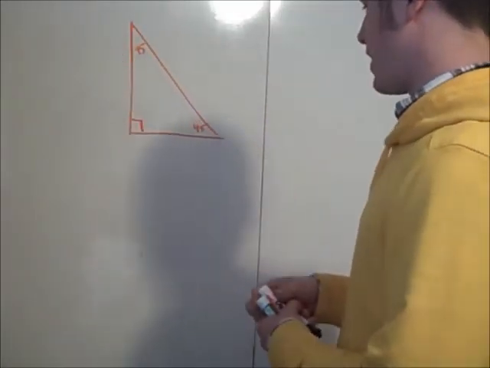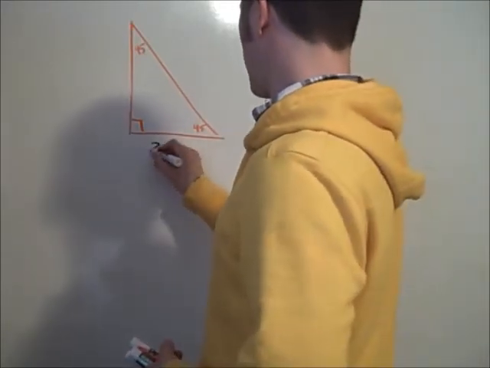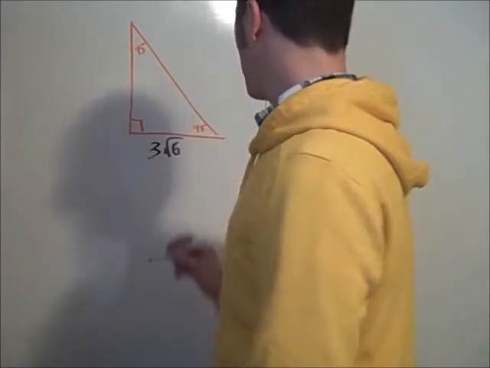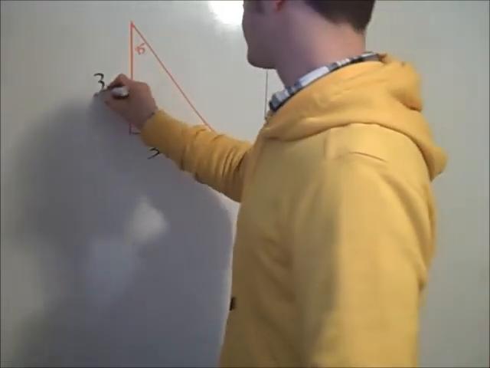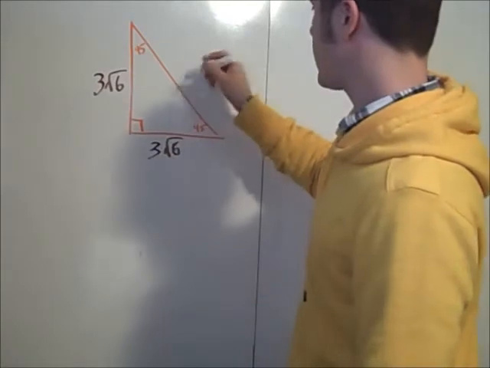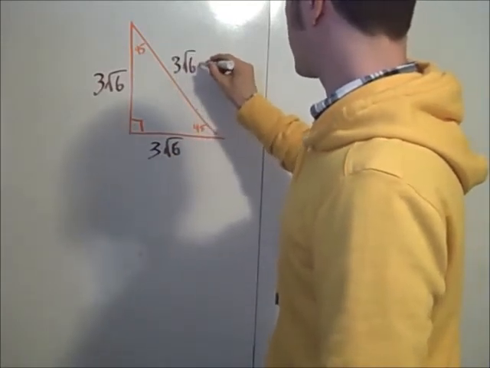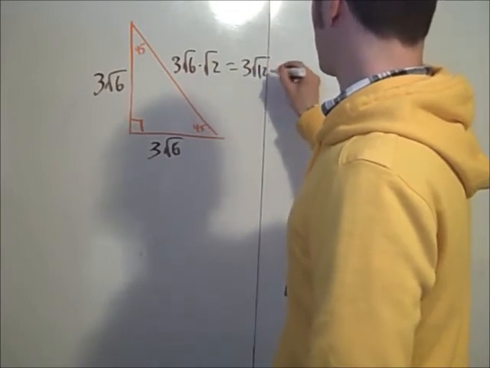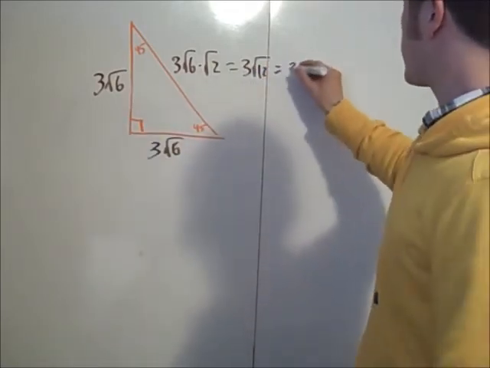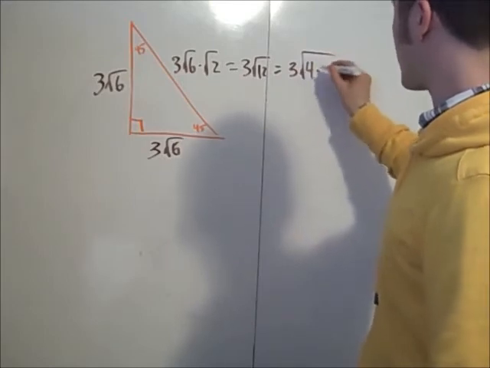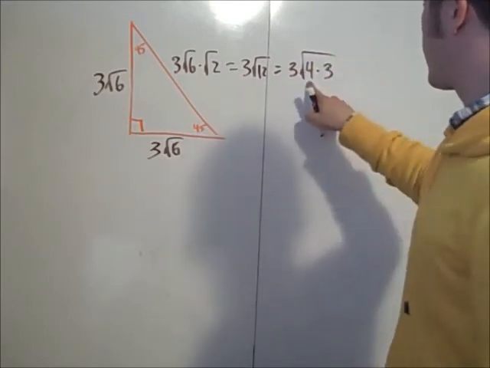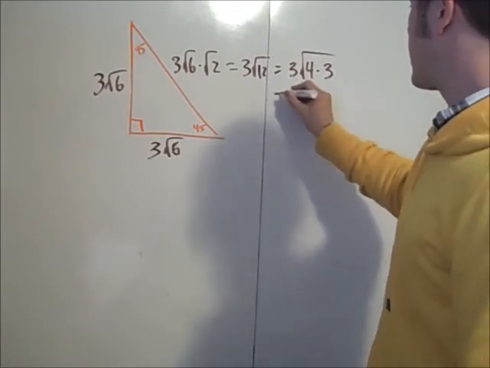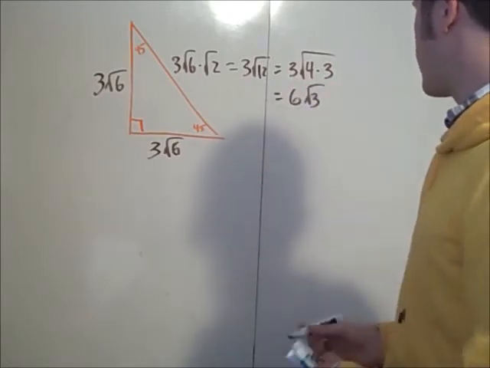What if a leg has a length like 3 root 6, for instance? Well, then this is also 3 root 6 because it's isosceles, and then this one here is 3 root 6 times root 2, right? Which is exactly 3 root 12. But we know that this is 3 root of 4 times 3. 4 is a perfect square factor of 12. This is 3 times 2 times root 3. This is 6 root 3.